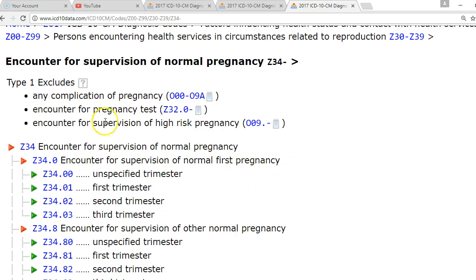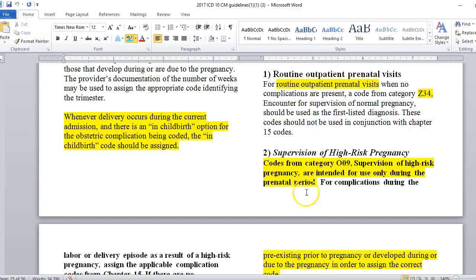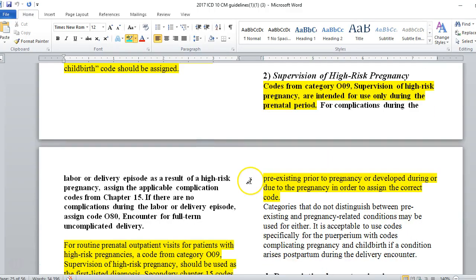So again, we go back. Type 1 excludes any complication of pregnancy: encounter for pregnancy test, encounter for supervision of high-risk pregnancy. Again, it's reminding us, this is why we always double check the tabular, whether or not we can code from this section.